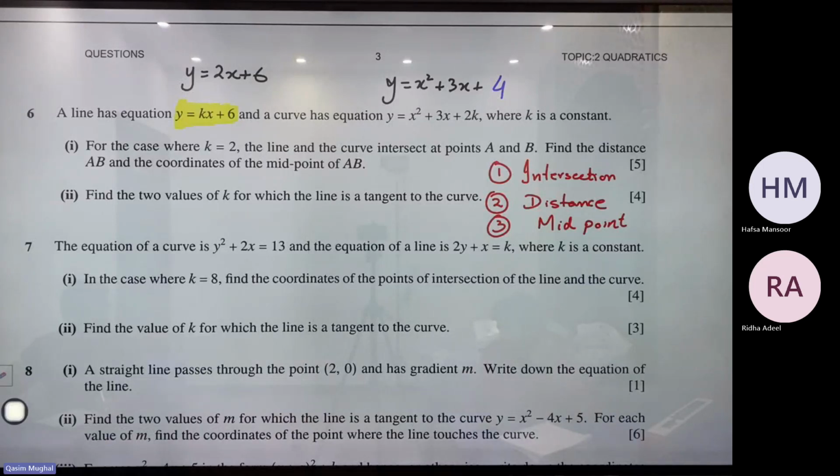ना तीनों तक काम कर लिए. डिस्टेंस भी निकाल लिए, मिड पॉइंट भी. वेरी गुड, शाबाश.